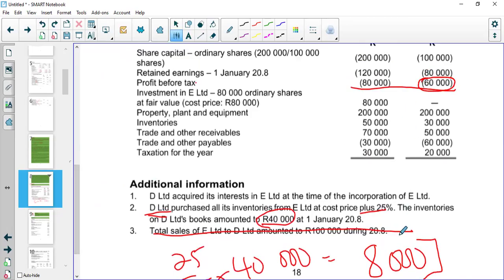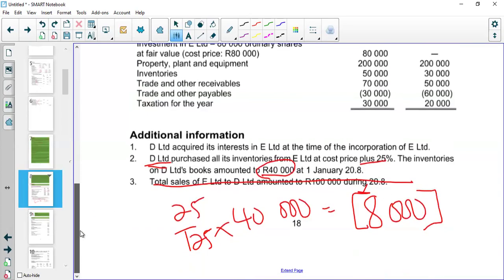Because remember, this opening inventory was denied last year because last year it was unrealized. It was closing inventory last year, and so the seller was denied a profit of 8,000. But now we assume this has been sold, so we can say, okay, we can give you that profit of 8,000.